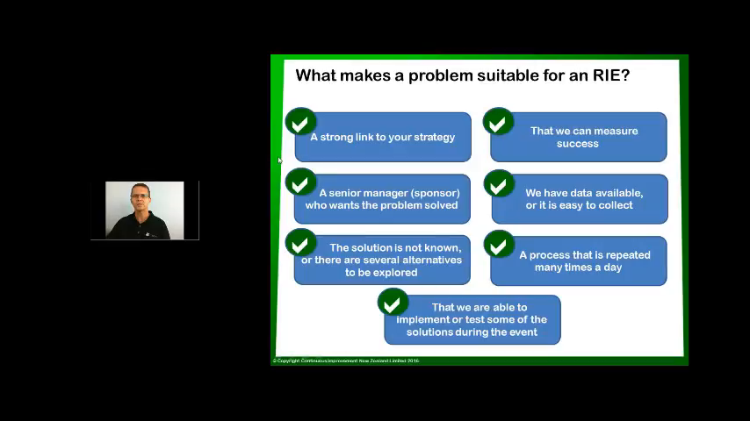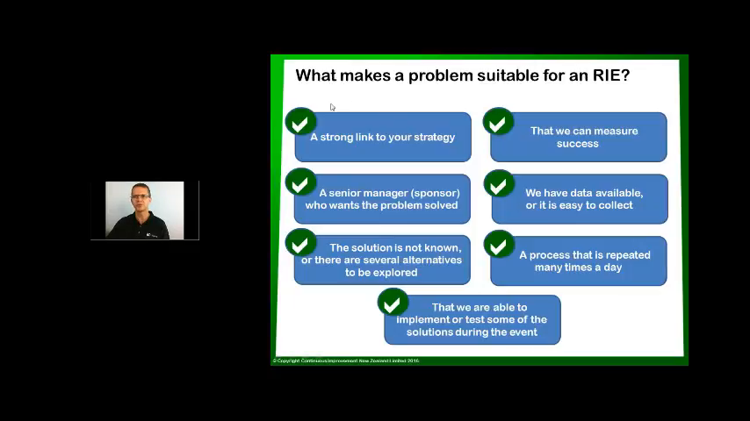Next question is, do we know what the solution is? If we know what the solution is and we need to just implement it, you don't need a rapid improvement event. You might run an extended workshop in order to learn from the team how best to implement that known solution. But it's not really a rapid improvement event. They work best when the solution is unknown, or we've got several alternatives that we need to explore.